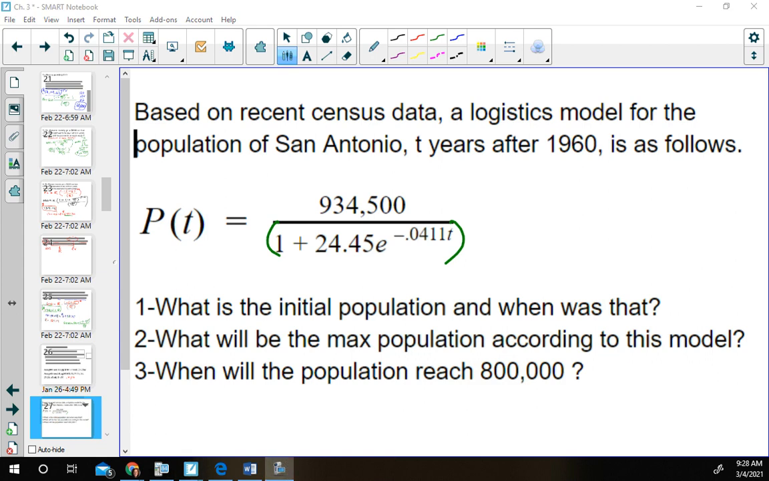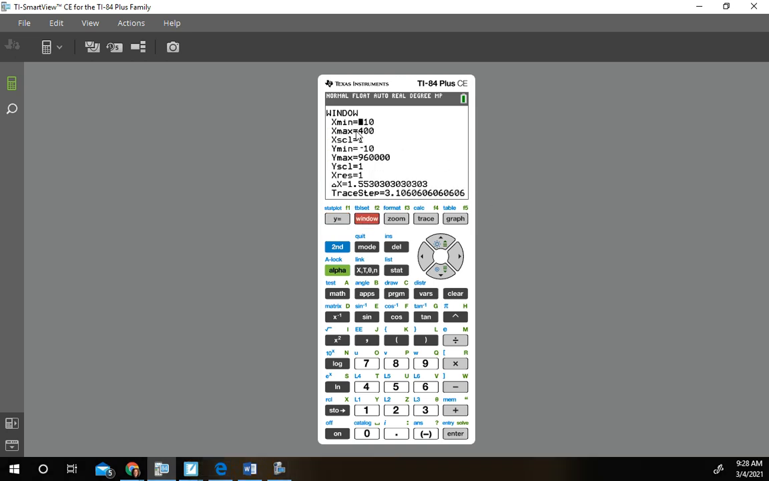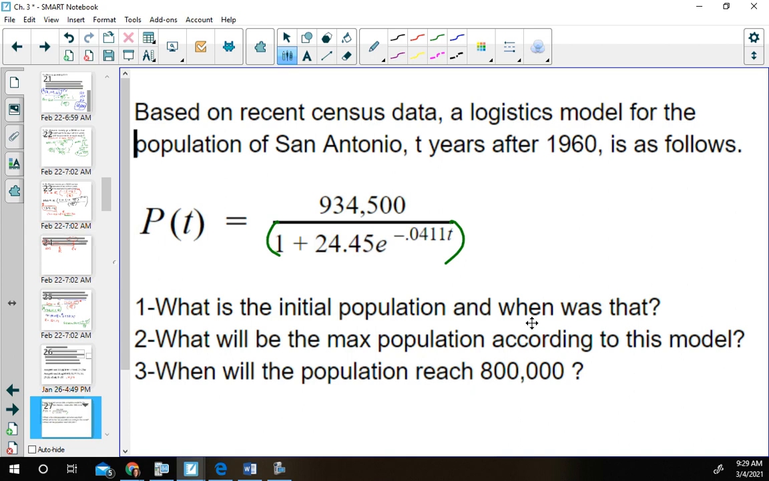All right, I'm going to show you everything that I typed in so you can see it. There's my equation. I used parentheses because I didn't get prompted with the fraction. For the window, I made my X max 400 and my Y max 960,000 so that I could see it. And here is what my graph looks like. Now going back to the question: what was the initial population and when was that? We start at 1960, so I need to know the initial population of that.